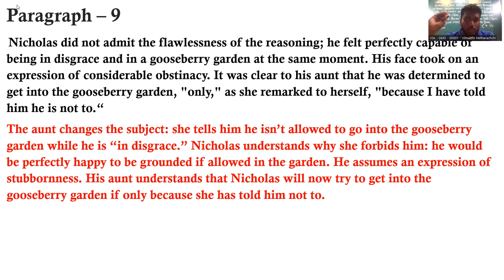So two punishments are given, but they were not taken as punishments. They were taken as challenges. This is why Nicholas is so special. Right? They were taken as challenges. They were not taken as punishments. Very important, right?